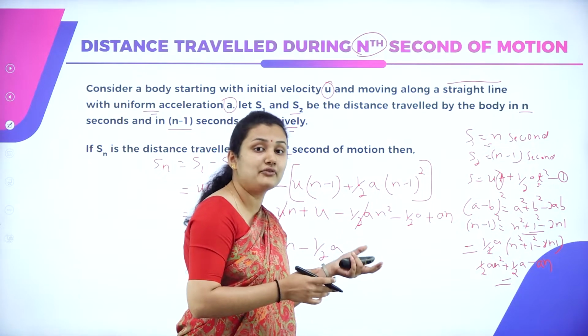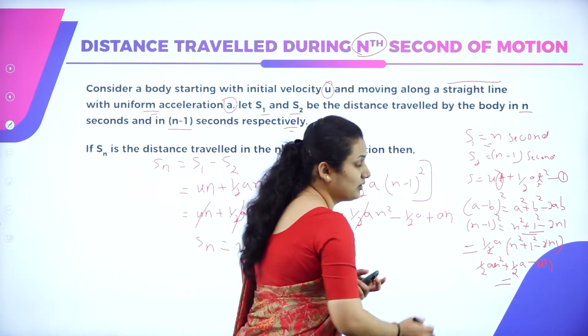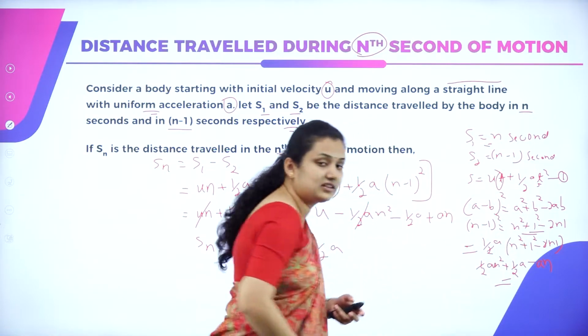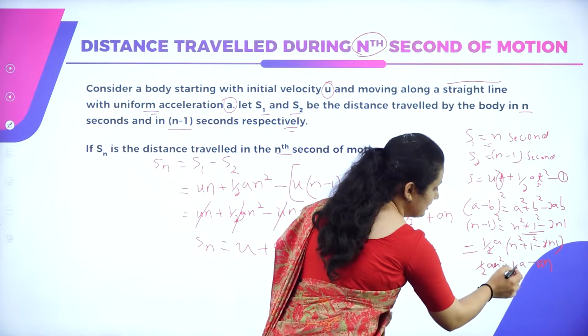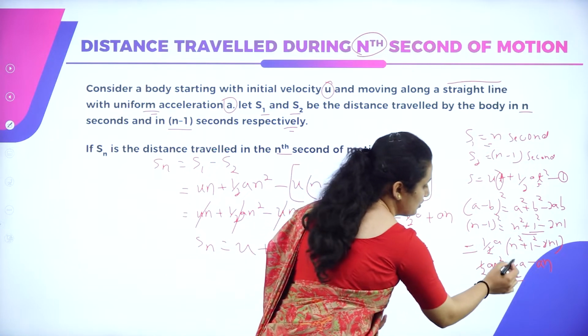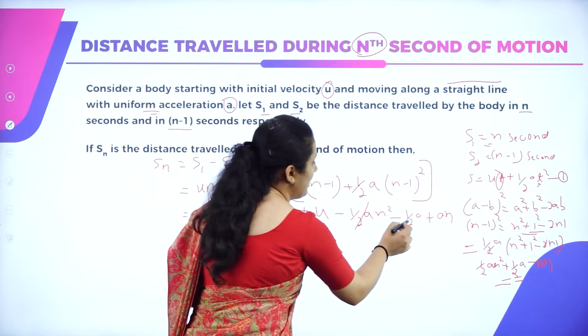Why is it not half a square, ma'am? You can get this question because you have 1 square here. 1 square is nothing but 1 itself. So when you multiply half a into 1, it is half a itself. That's why there is no half a square, because 1 square is nothing but 1. So you have half a here.